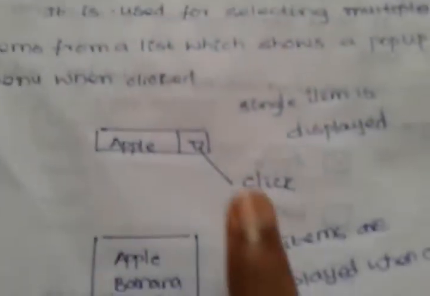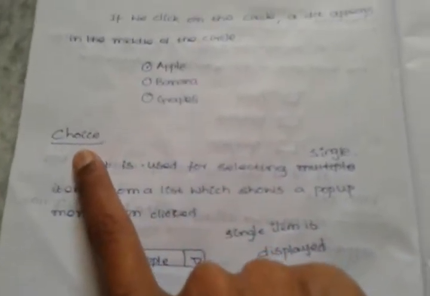We can select only a single item. All the items will be displayed only when you click on this button. So they click on this option. This component is called a choice.